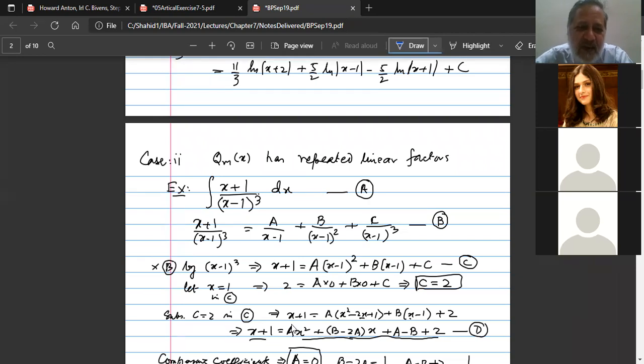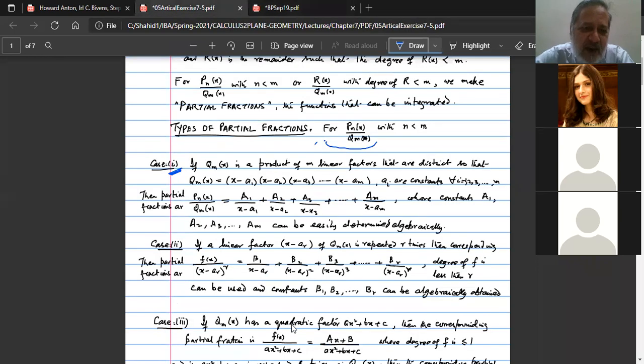So this is a variation of case 1 that I have written as case 2. If a linear factor has power r, we will have r such terms, in which the first term has the linear factor to power 1, the second term has the linear factor to power 2, and so on.